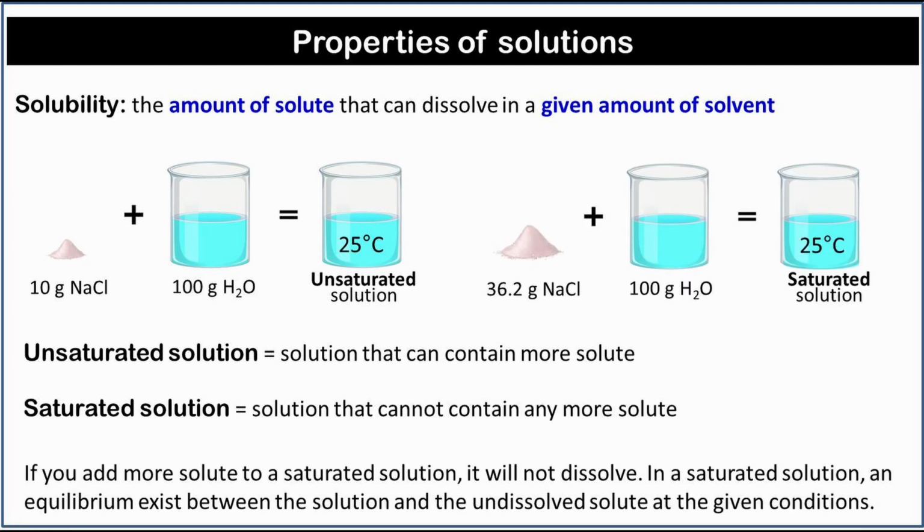36.2 grams of salt is the maximum amount that can be dissolved in 100 grams of water at 25 degrees Celsius. This is a saturated solution, or in other words, a solution that cannot contain any more solute. If you add more solute to a saturated solution, it will not dissolve. In a saturated solution, an equilibrium exists between the solution and the undissolved solute at the given conditions.